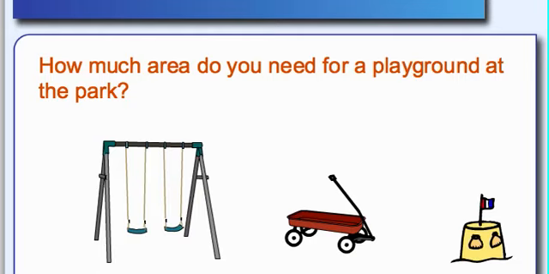So we spent a lot of time the past few days looking at perimeter, which is the distance around an object. Area is what covers a shape or a figure. In this case, if you look here, the question is, how much area do you need for a playground at the park? You need an area for the swing sets, you need area for using your wagon, for building things, and so on. So you might need a large amount of space.